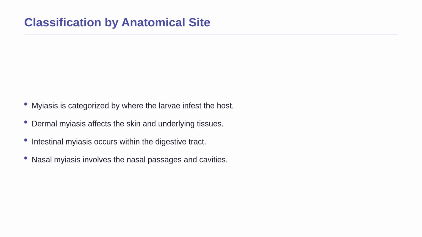Building on that definition, doctors and veterinarians need ways to categorize these infestations to treat them effectively. One primary way to classify myiasis is by the anatomical site that is affected. If the maggots burrow into the skin or an open wound, we call it dermal myiasis. If the larvae are swallowed and survive in the digestive system, it is known as intestinal myiasis. And if the flies lay eggs in or around the nose, leading to an infestation of the nasal cavities, it is termed nasal myiasis. Knowing the location helps predict the potential complications.